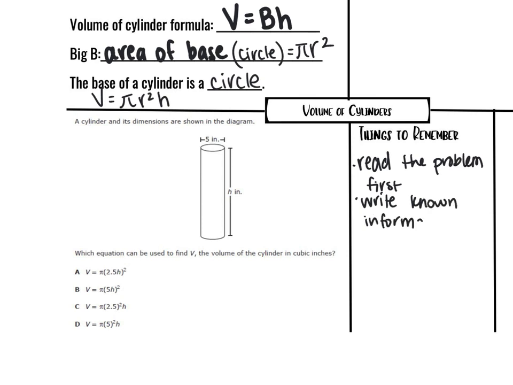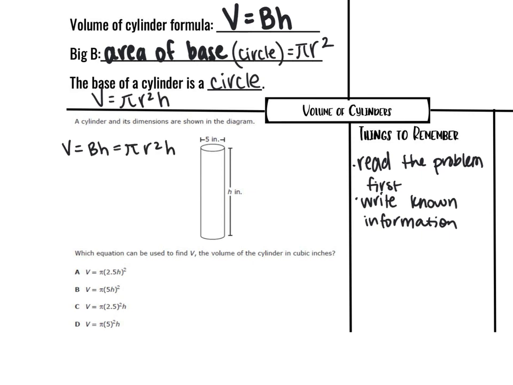So let's look at this STAAR question. A cylinder and its dimensions are shown in the diagram. Which equation can be used to find V, the volume of the cylinder, in cubic inches? Volume, the units are cubed, which is different than area because it's squared, so that's just a thing to know. So first, I read the problem. I know I'm looking for volume, so that's big B times H. We know that we can rewrite this as pi r squared times H.